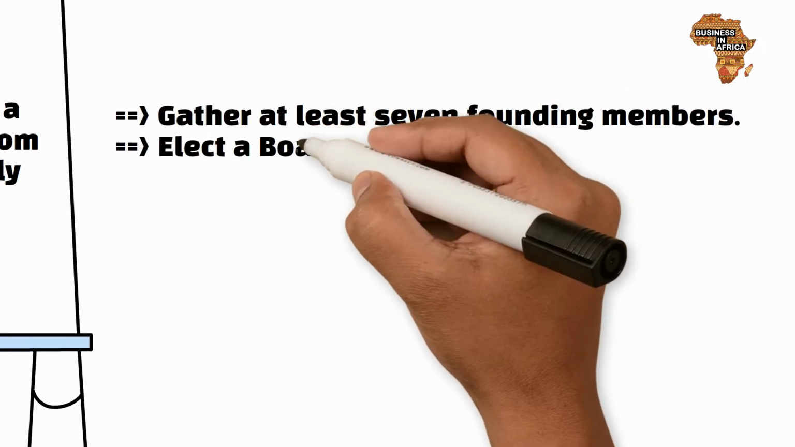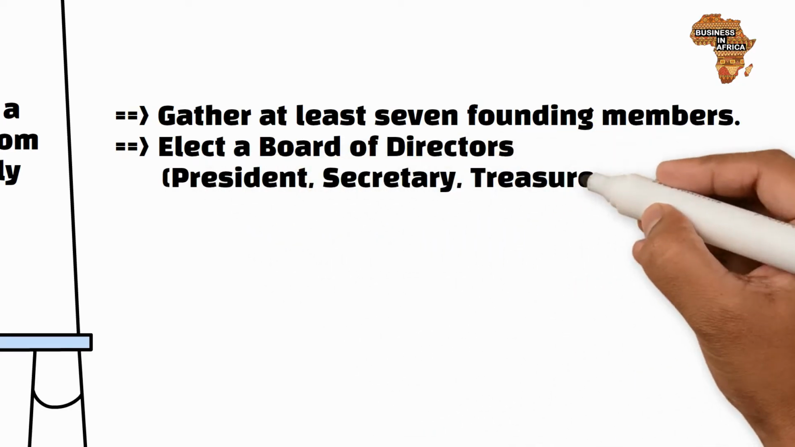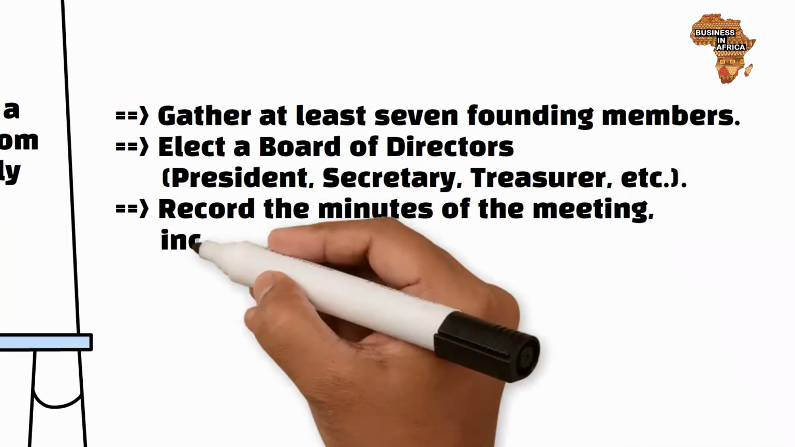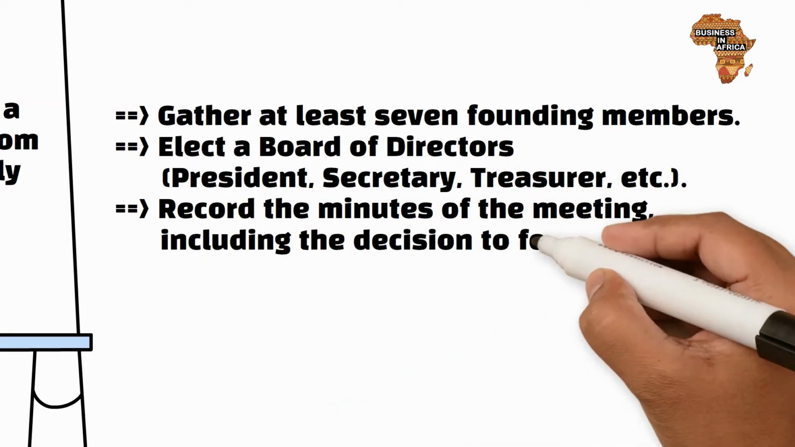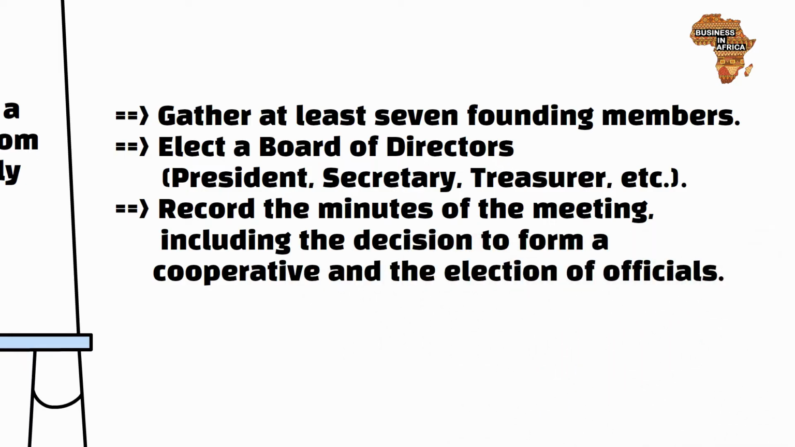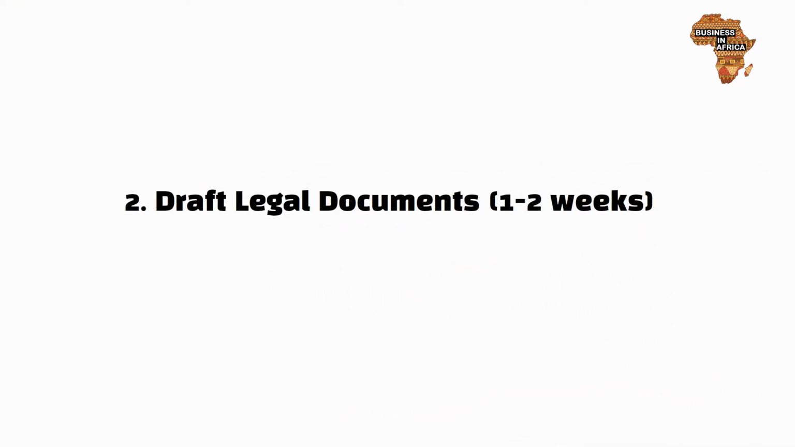Elect a board of directors (president, secretary, treasurer, etc.). Record the minutes of the meeting, including the decision to form a cooperative and the election of officials. Number 2. Draft legal documents, 1 to 2 weeks.